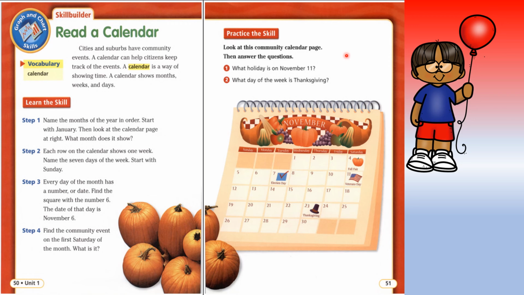Look at this community calendar page, then answer the question. What holiday is on November 11th? Find the 11th. And what holiday is it? Veterans Day. Very good. What day of the week is Thanksgiving? Here's Thanksgiving. What day of the week is it? Thursday.